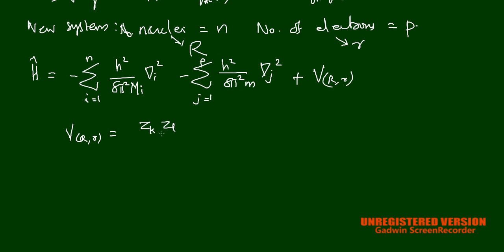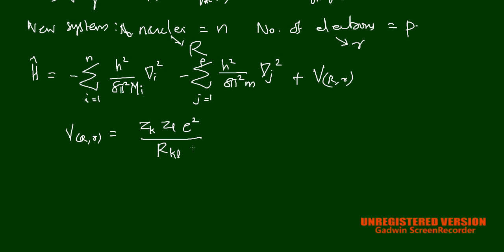Then Zk into Zl into e, that is the charge of the proton in both Zk and Zl. Zk into e into Zl into e, that is Zk Zl e square, that is the product of the charges of the two nuclei divided by the distance between the two nuclei. Since it is the distance between two nuclei, I give capital R. Then the distance between the kth nucleus and the lth nucleus, that's why I am giving Rkl.